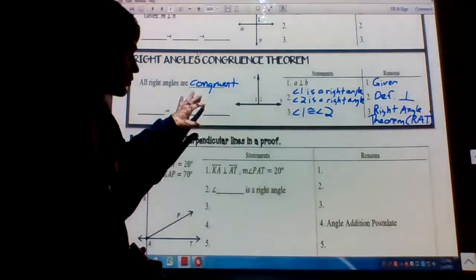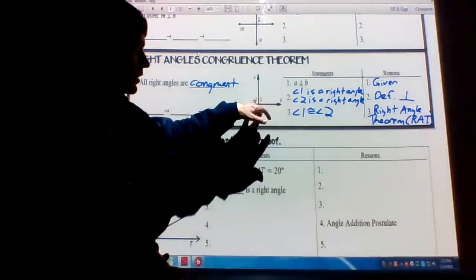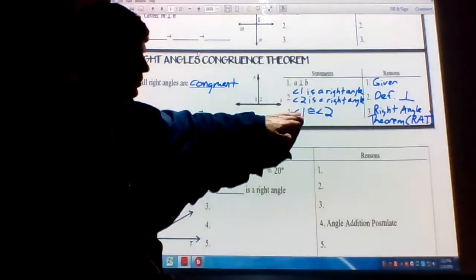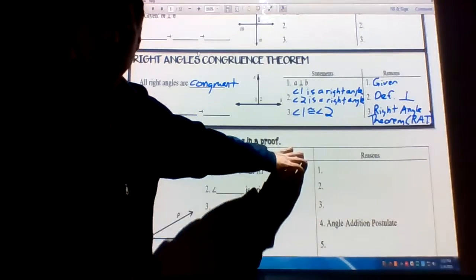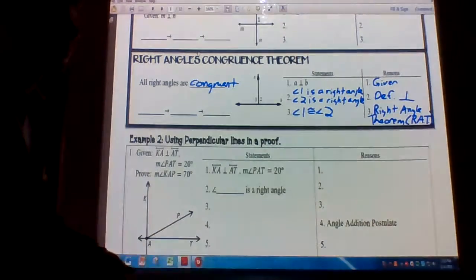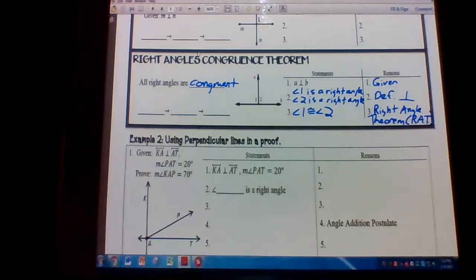If we wanted to prove this, it would be the same process. Since the right angles' measures both equal 90, their measures equal each other. Since their measures equal each other, they are congruent. Instead of writing all those steps out, we can just use the right angle theorem and say angle 1 is congruent to angle 2. So let's look at the example proof.